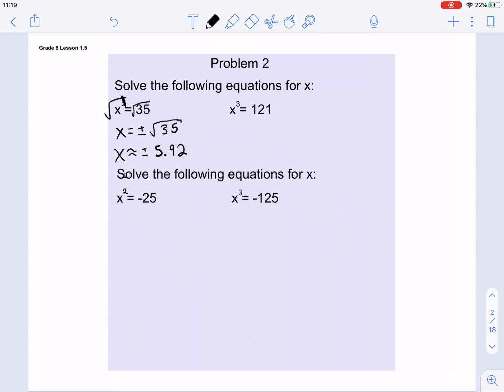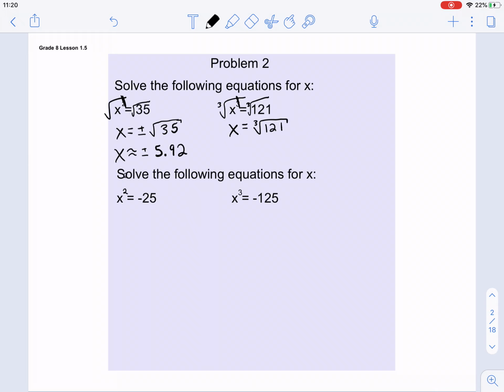Now the second problem, x to the third power, or x cubed, equals 121. The opposite of x cubed, or x to the third power, is taking the cube root. So I'm going to take the cube root of both sides. The cube root and the cube cancel out, and I'm just left with x equals, now 121, that is not a perfect cube, so I can leave my answer as the cube root of 121.